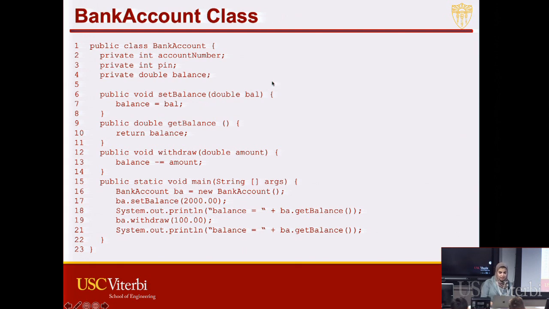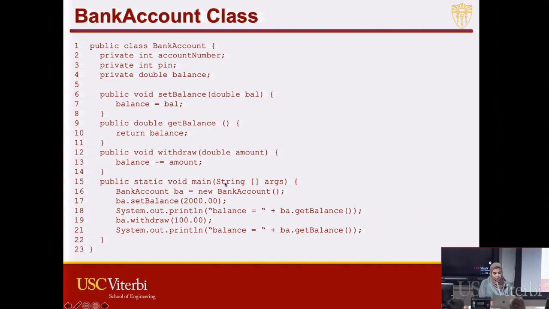So we will get the value here, and we will assign it to this object. For getBalance, we will return the balance value in that method. We also have withdraw, double amount, balance equals balance minus amount. So we will decrease the balance by this specific amount.